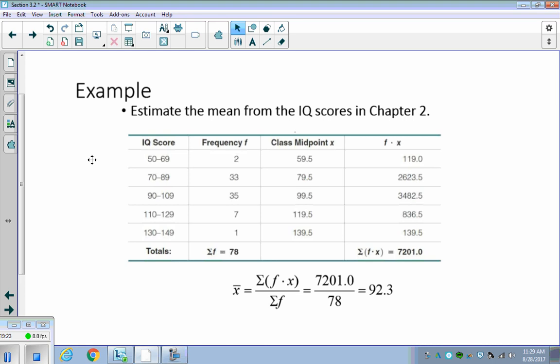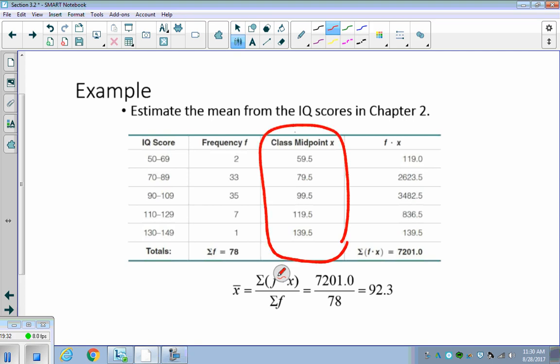So I have a class width of 50 to 69 for IQ. We have 2 people. You have to find the class midpoint. So I'm going to add 50 and 69, divide by 2, and get that class midpoint, the midpoint in that class. Then I'm going to take my frequency and multiply by the class midpoint to get this value.